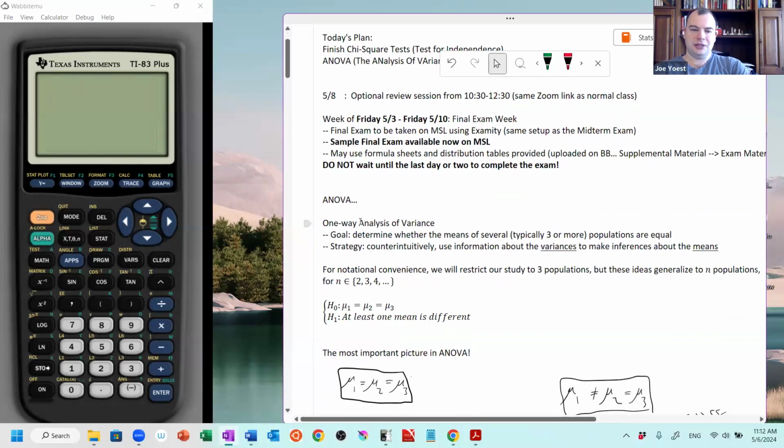So ANOVA stands for analysis of variance. And again, this is a pretty big topic, kind of like correlation and regression. There's a lot that could be gone into here. And we're just going to scratch the surface, mainly for two reasons. One is that it's just an interesting idea, and it kind of brings together some of the topics that we've talked about throughout the course. And two is that it's actually used in a lot of social sciences.